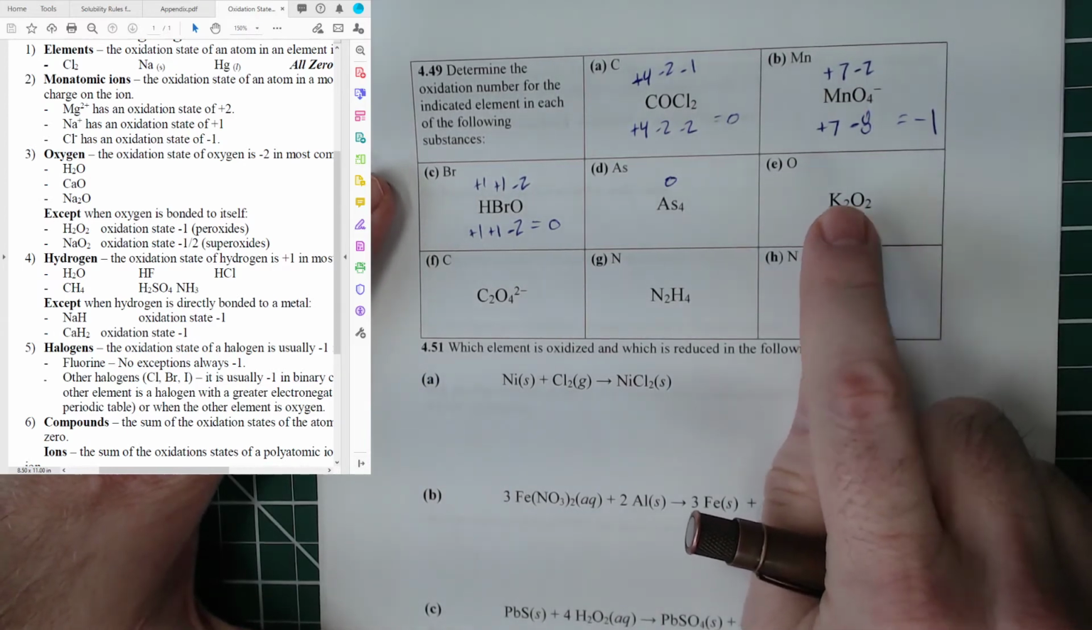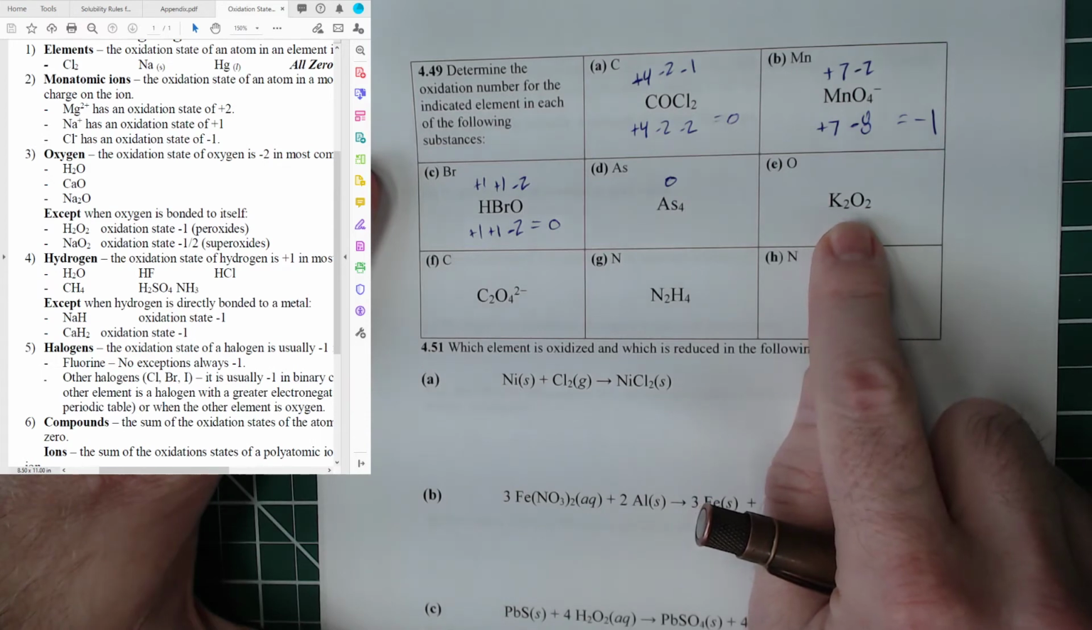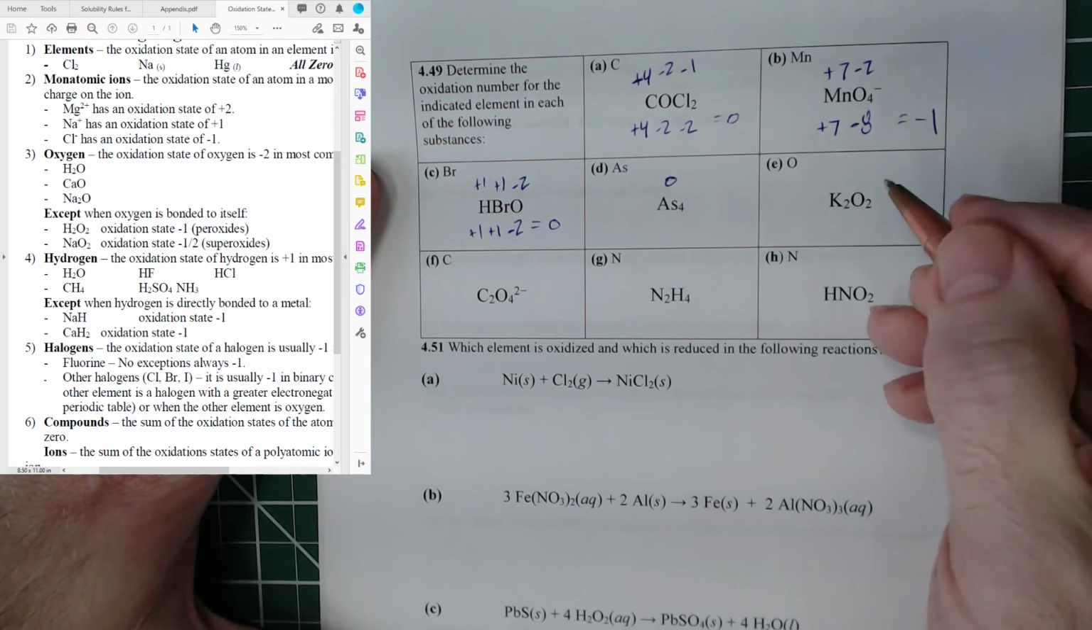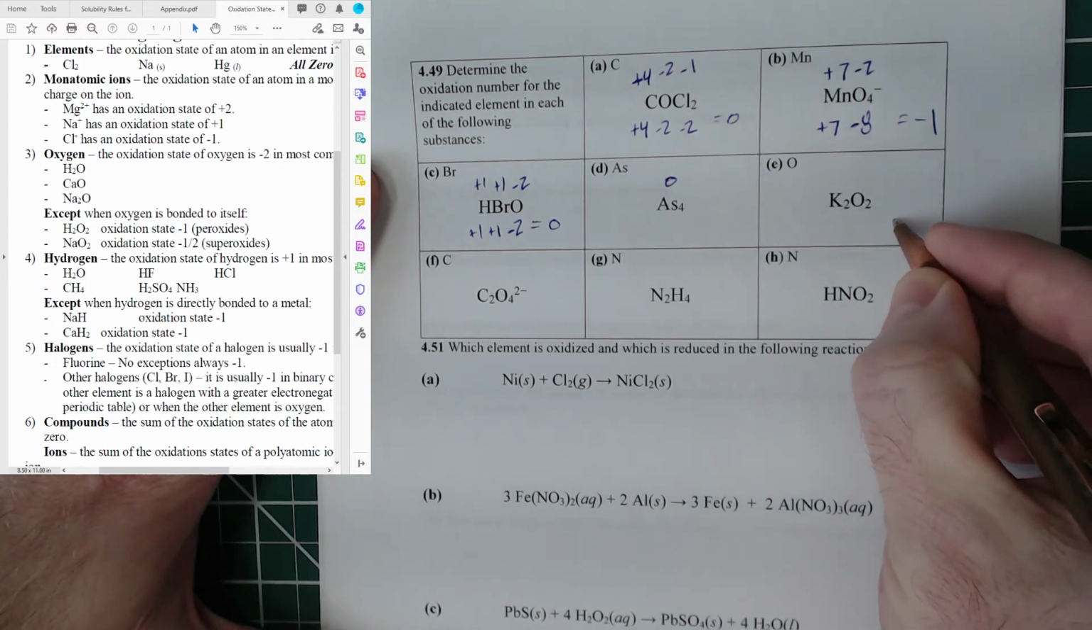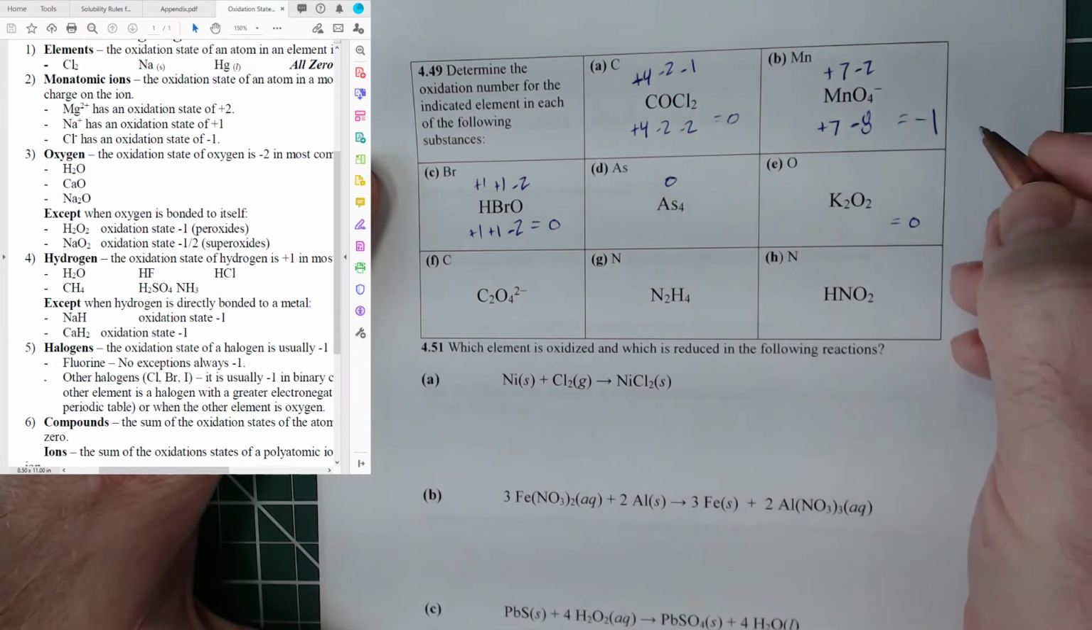On this one, it helps if you know what the name of this is. And the name of this happens to be called potassium peroxide. So this is potassium peroxide. And that gives you a hint that oxygen is not going to be normal in this case. So the total charge on all of this comes out to 0.